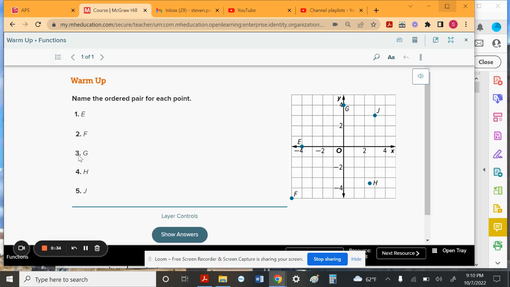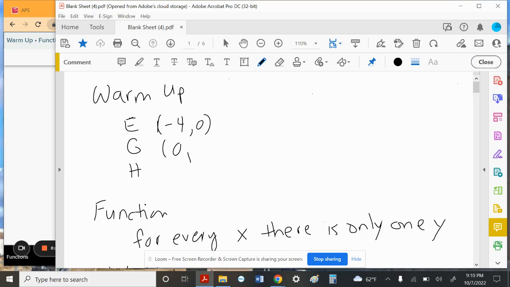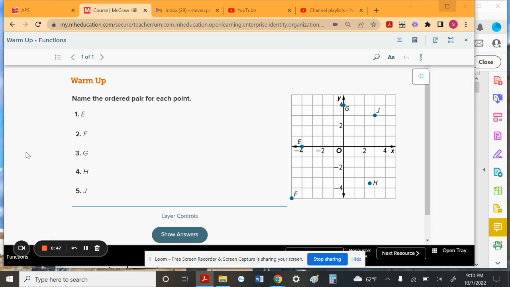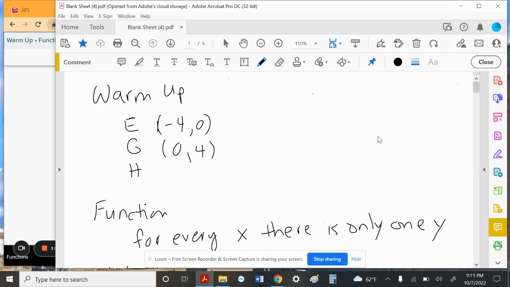G, which is this one right here, notice that G is all the way up here, so it would be 0 because x is 0 here, and then 4, so it would be 0, 4. And then H, which is located down here, we go to the x value first. Notice that it is 2.5, and then down to negative 3.5. So 2.5, negative 3.5. So that's what we would have for those points.